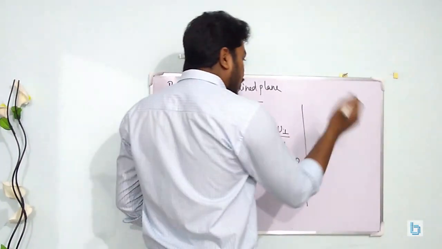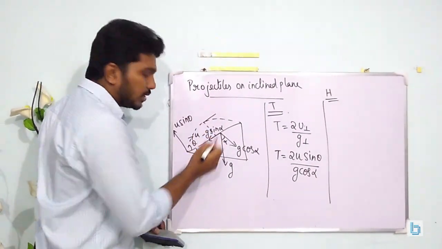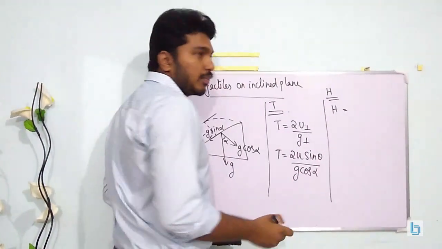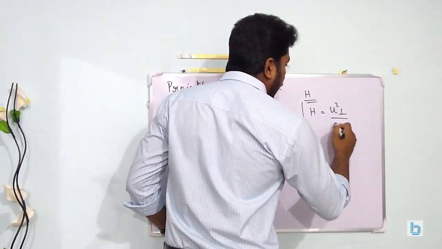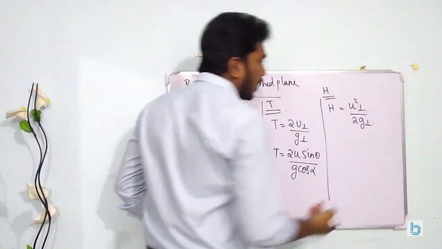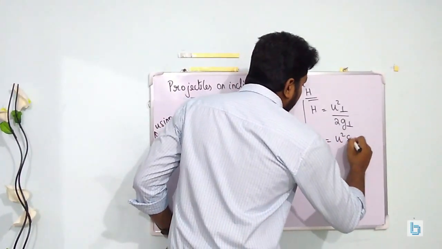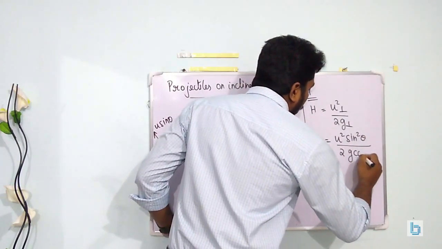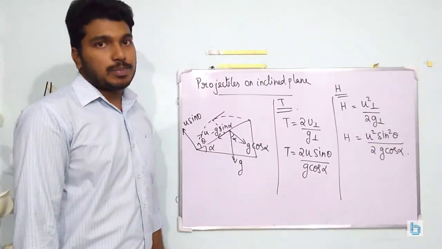അതുപോലെ range നമ്പർ h പറയാം. Maximum height will be equal to, ഇതാണ് നമ്മുടെ maximum height. That will be corresponding to h is equal to u perpendicular square by 2g perpendicular, or you can write this as u square sin square theta divided by 2g cos alpha. So you have the equation for h max also.